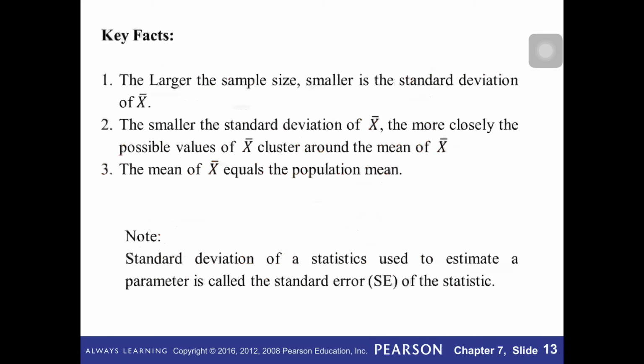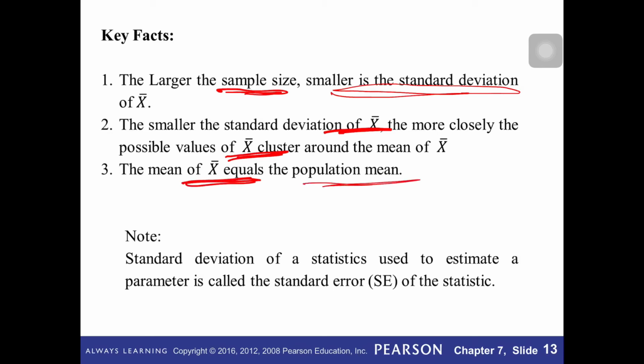Key facts: the larger the sample size, the smaller the standard deviation. A smaller standard deviation of x bar means the possible values of x bar cluster more closely around the mean of x bar. The mean of x bars equals the population mean, mu.